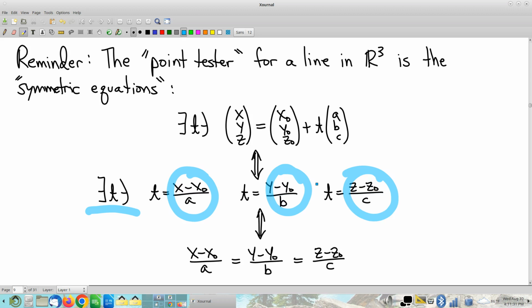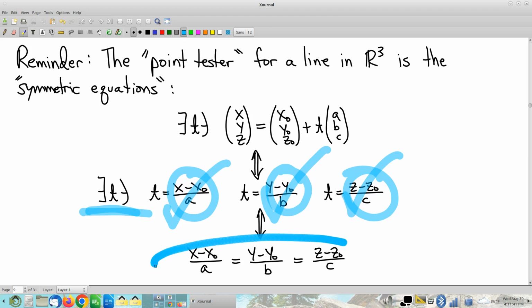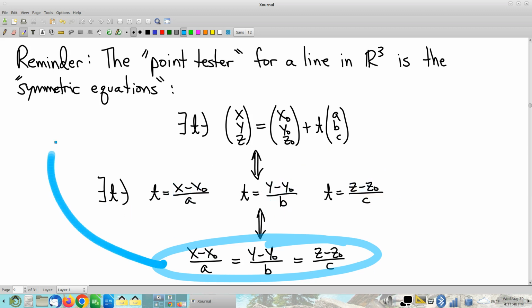It becomes ridiculous. Right? So the punchline then is the only way that there can be a value of t that's simultaneously equal to all three of these things is if all three of these things are equal to each other. And that's your point tester. You come to me with a point x, y, z. I'll say, well, hey, compute all three of these things. If they're all equal to each other, then yes, that point is on your line.